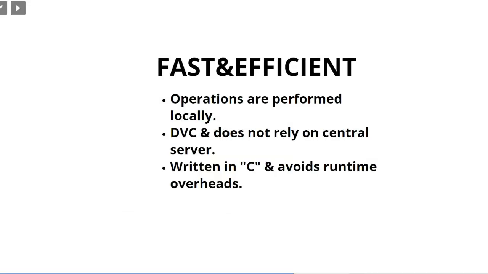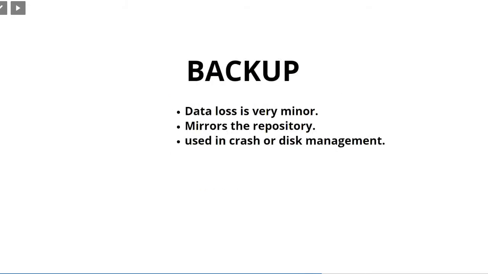The next reason is it is fast and efficient. As most of the operations are performed locally, it gives a huge benefit in terms of speed. Git is a distributed version control system and it does not rely on a central server. The core part of Git is written in C, which avoids runtime overheads associated with other languages.